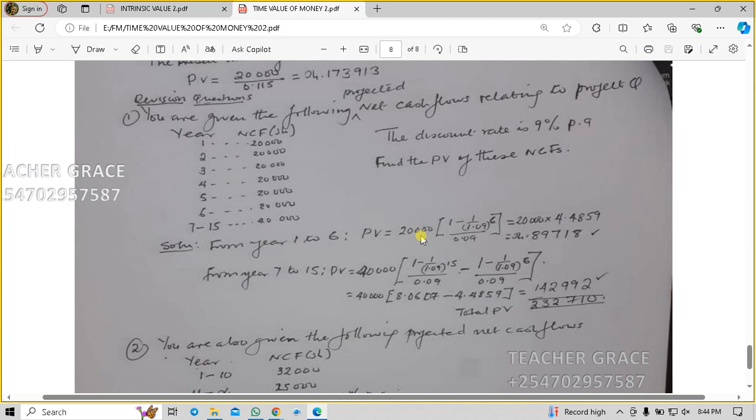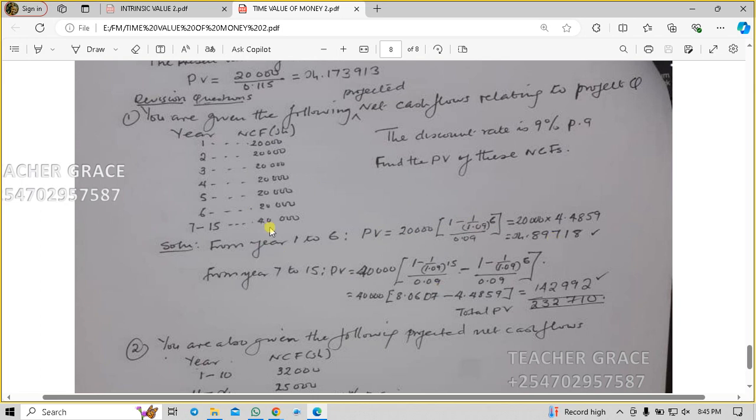the present value that we are using, so the net cash flows are the same. So you're going to say 20,000, 1 minus 1 over 1.09, which is 1 plus 9%, is to power 6 over 0.09. So you're not just going to use for each and every year. So you can combine from year 1 to 6 because the cash flows are the same. Then use this method. For you to get year 1 to year 6, we have 89,718.